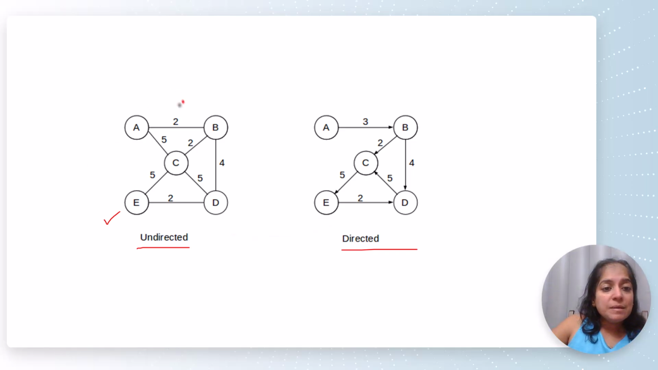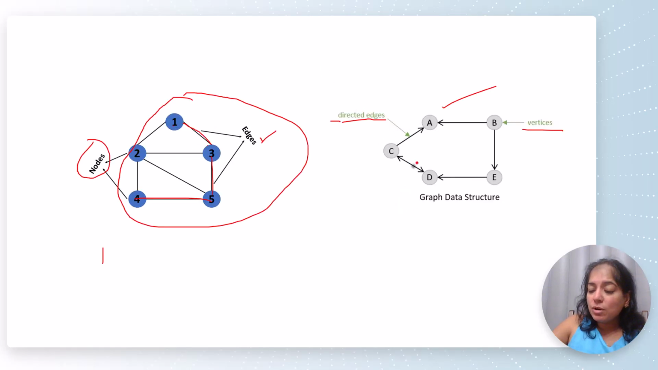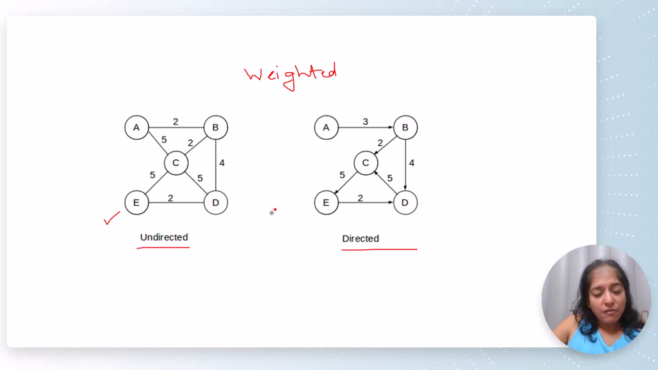Now, you see some numbers over the edges. The reason is these are weighted graphs, whereas there is no number associated with these edges, so these are unweighted graphs, right? Now, what do we mean by a weighted graph? That each edge has an associated weight. The weight may be the cost or anything.